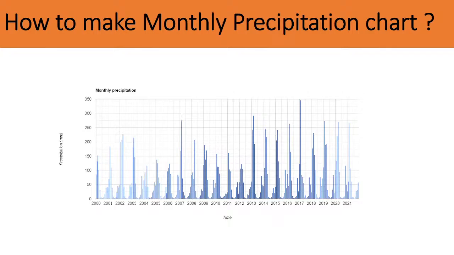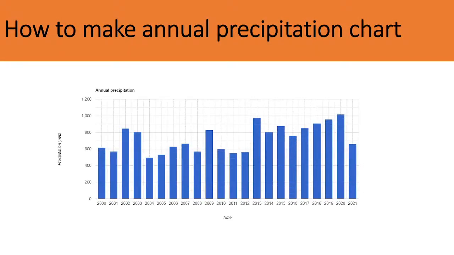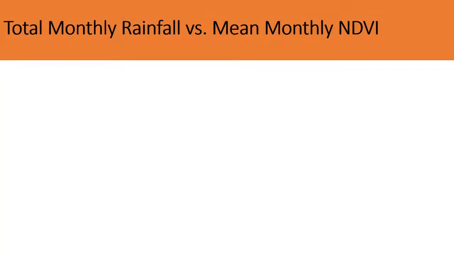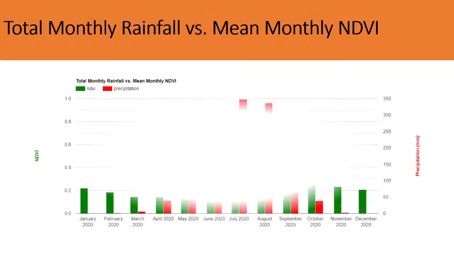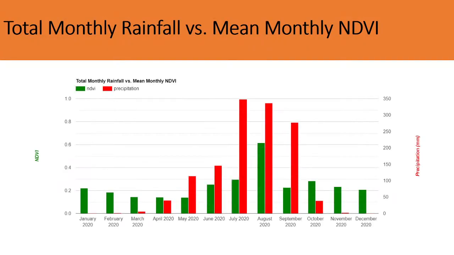For example, for the year 2000, all of those months, 2001, all of those months, 2002, all of those months. So all of those months with their specific year, we can easily make the monthly precipitation chart, as well as the annual precipitation chart for any region. We can also look at the condition of NDVI and monthly precipitation data.